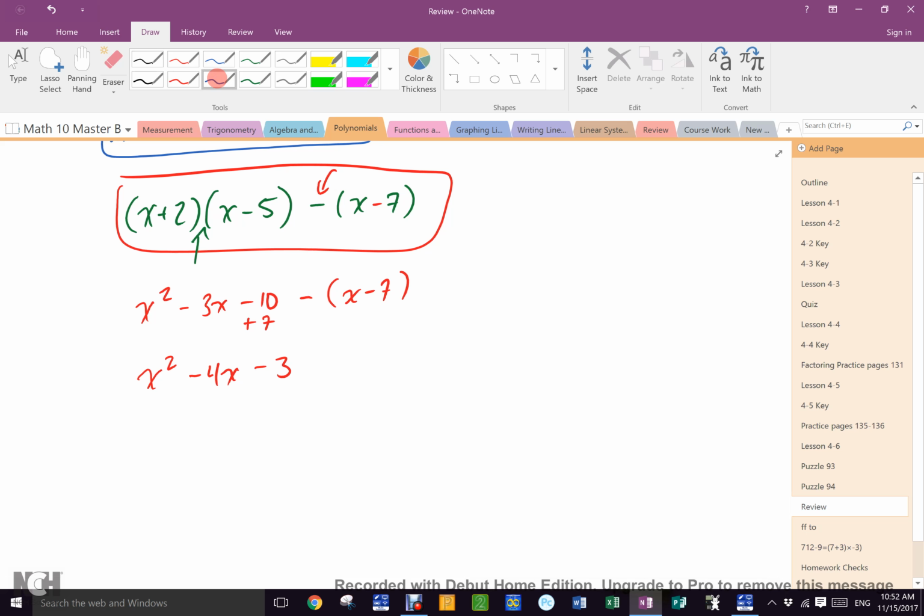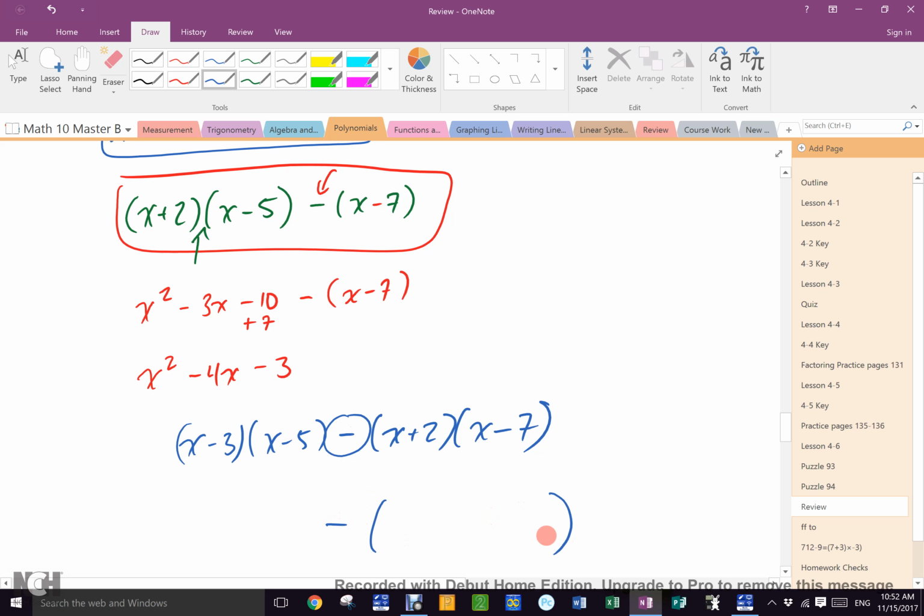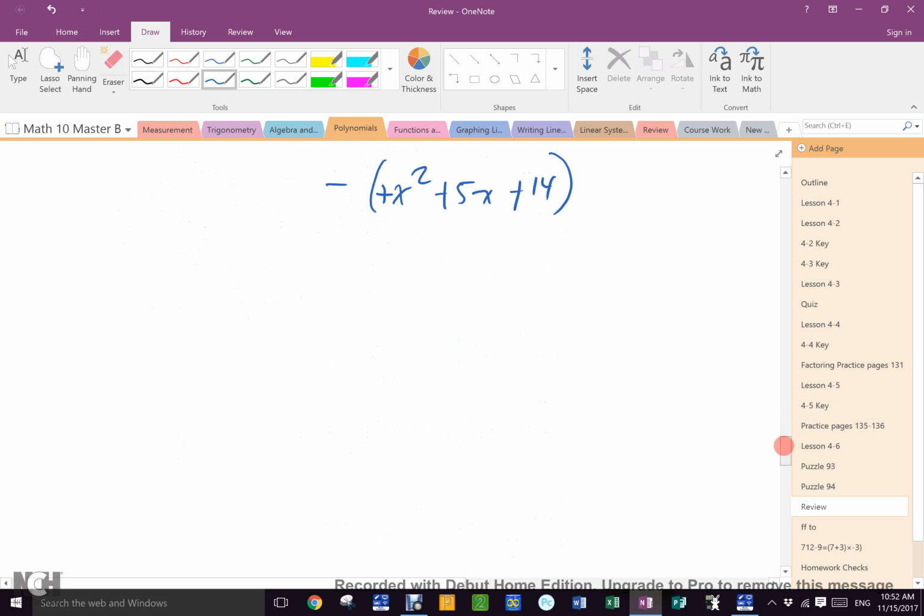What if I gave you this? What would you do in blue there? You'd multiply that, and then you would subtract. What would that minus sign do to x squared minus 5x minus 14? What would that minus sign do to all of those? Change it to positive, positive, positive. Everybody cool? Great. It's almost like you're ready for a test tomorrow.